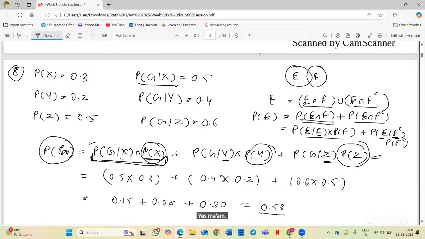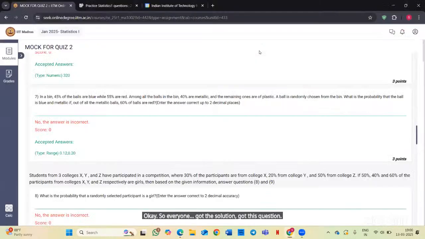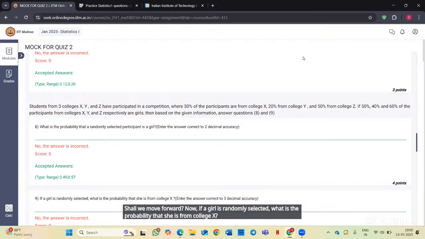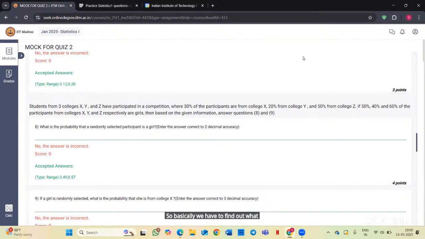Okay. So everyone got this solution, this question? Shall we move forward? Now, if a girl is randomly selected, what is the probability that she is from college X? So basically, we have to find out what? Bayes theorem. So what is the value that we have to find out? This probability of what? Probability of X given G, right? Yes, that's what I'm asking.